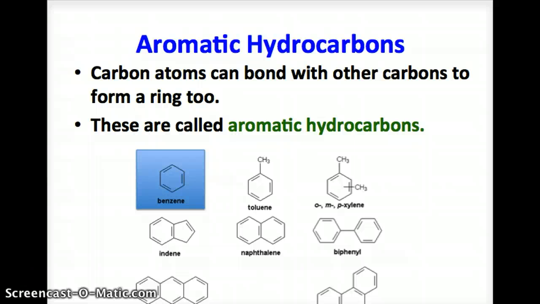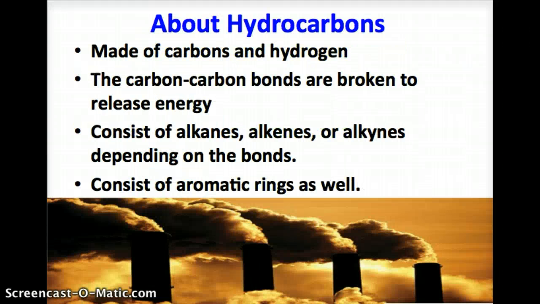And the last hydrocarbon I want to go over are called aromatic hydrocarbons. Just know that these carbon atoms bond with other carbon atoms to form a ring, okay? They're atoms that bond to form rings. Here are some examples: benzene, toluene, naphthalene. They all form ring structures, and they're also considered hydrocarbons because they have carbons and hydrogens.